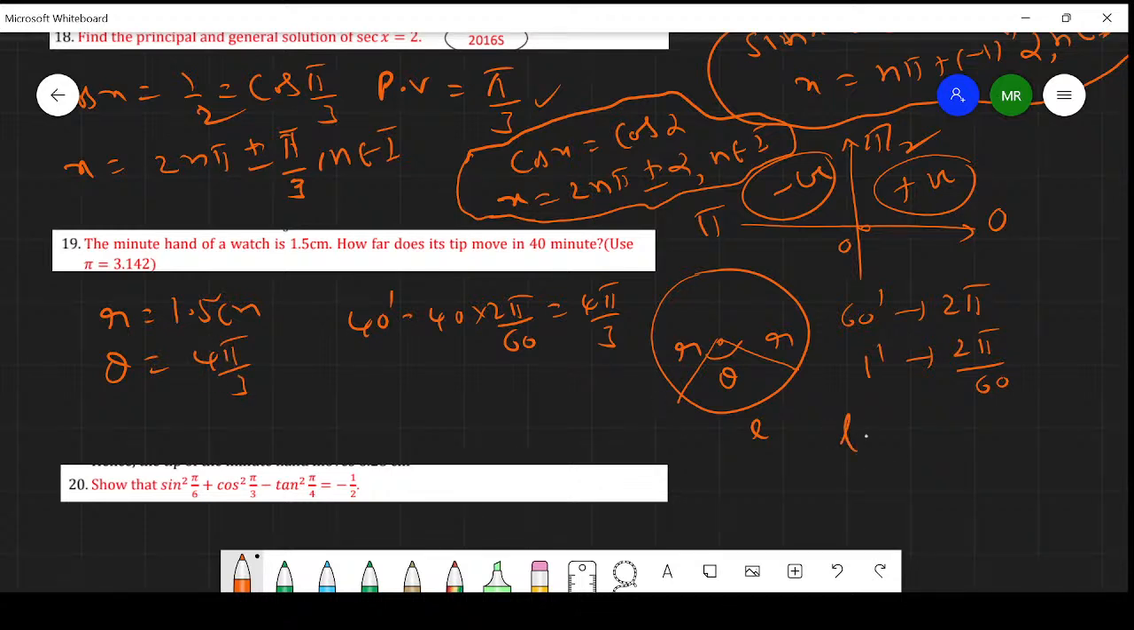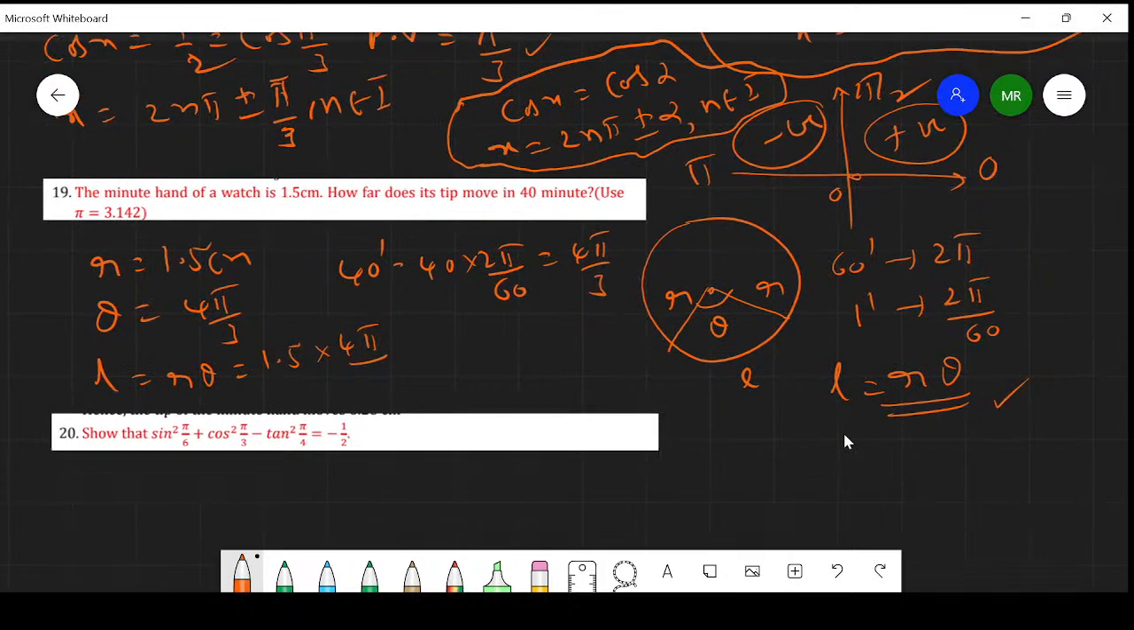Remember, always when using l equal to r theta, theta should be in radians. In the previous class I discussed that, theta should be in radians. That is the reason I have simplified. So l equal to r theta. So r is 1.5 into theta 4 pi by 3. They are asking to use pi equal to 3.14 to simplify that. 4 pi by 3 I can consider.